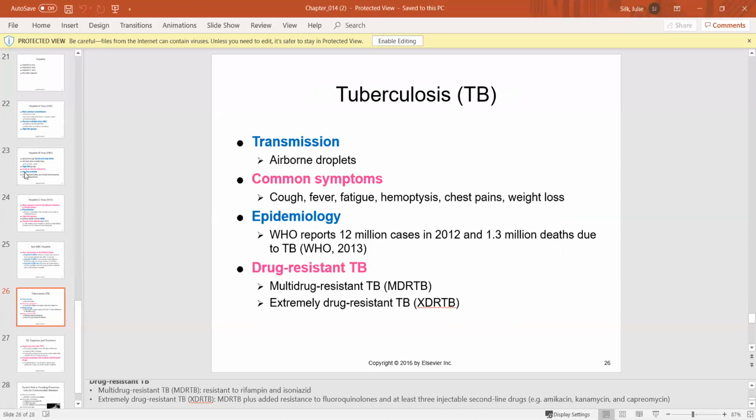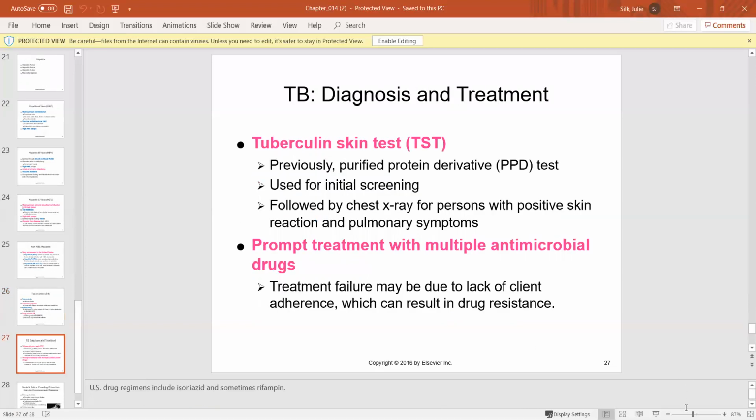So it's really difficult to get rid of this if you don't treat it the right way. And typically you're on your medications for like 6 to 9 months. So for this one, again, you would test someone for this by doing a skin test, a PPD, which we've all done before, in your upper arm, your inner arm here.